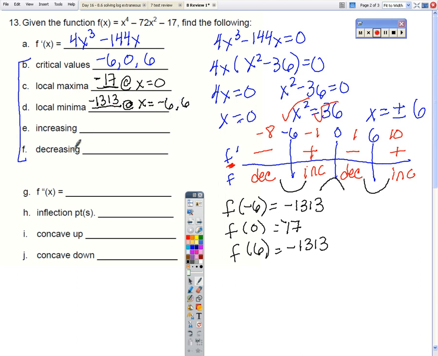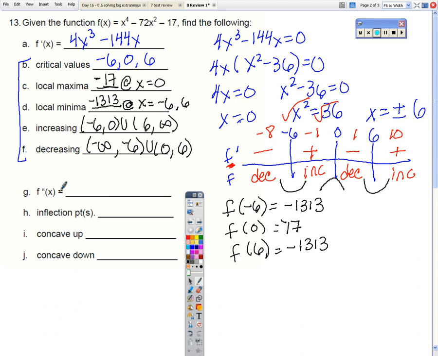So now for our increasing and decreasing intervals, we have our answers right here in the chart. So we are increasing between negative 6 and 0, and again from 6 to infinity. And we're decreasing from negative infinity to negative 6, and again from 0 to 6.